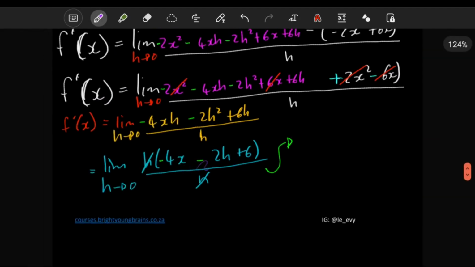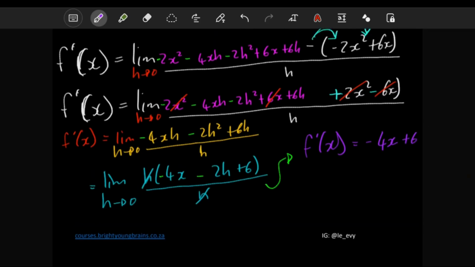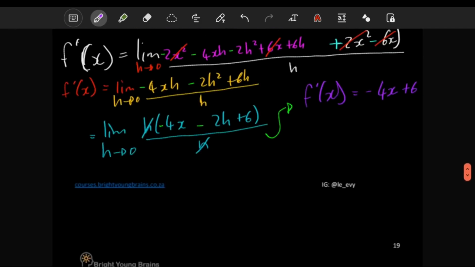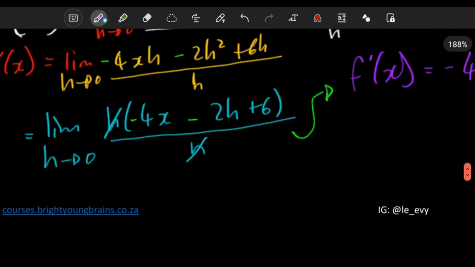So here, carrying on, you're going to throw a 0 where h is now. So here you're going to have your first derivative as -4x plus 6. That's the way. I like it. Let me just highlight.